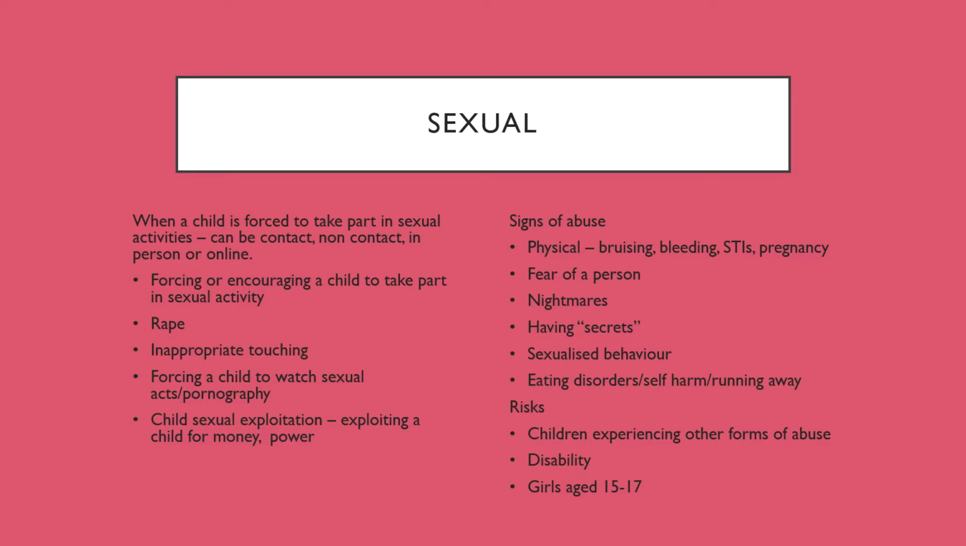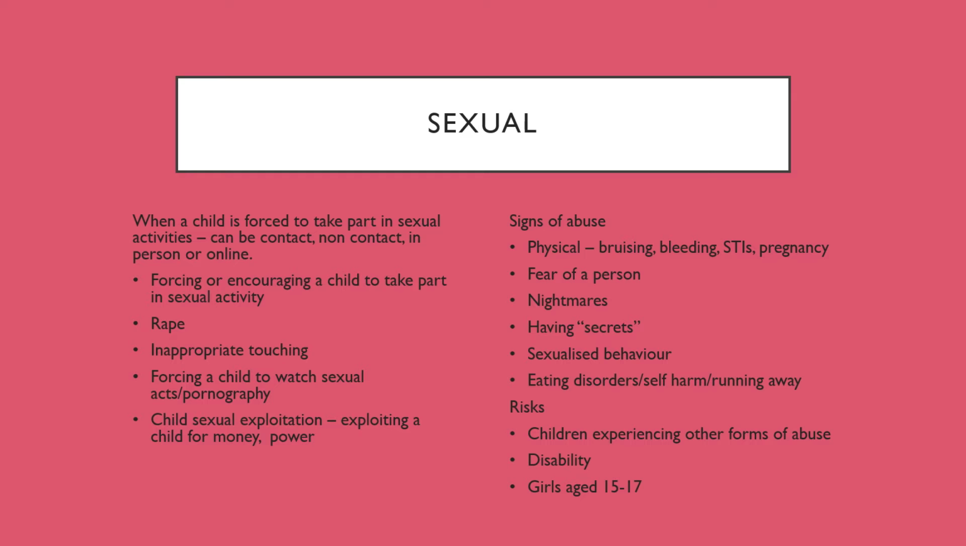So signs of sexual abuse include physical signs that they've been abused, so bruising, bleeding, STIs and pregnancy in women or girls. If the child is particularly fearful of someone in particular, if they're having nightmares or bedwetting, if they allude to having secrets that they're not allowed to tell anyone, that's always a worrying sign. And if their behaviour is overly sexualised in a way that's not age appropriate.